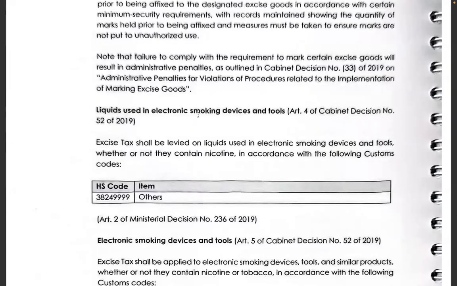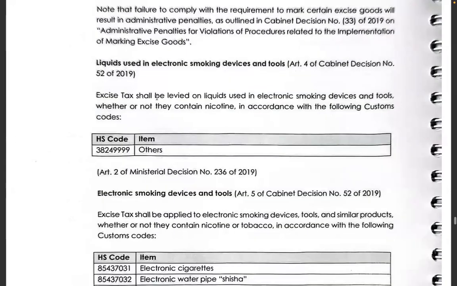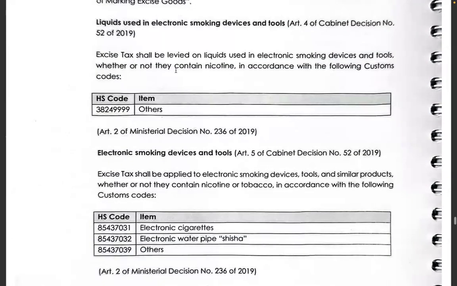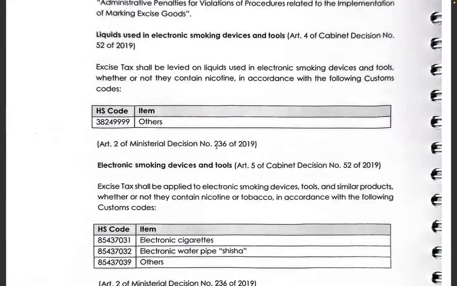Liquids used in electronic smoking devices and tools. Excise tax shall be levied on liquids used in electronic smoking devices and tools, whether or not they contain nicotine, in accordance with the following custom codes. So even if they don't have nicotine, but if the custom code is 38249999, and that is classified under other items, then excise tax shall be levied on such liquids. This is Article 2 of the Ministerial Decision number 236 of 2019.